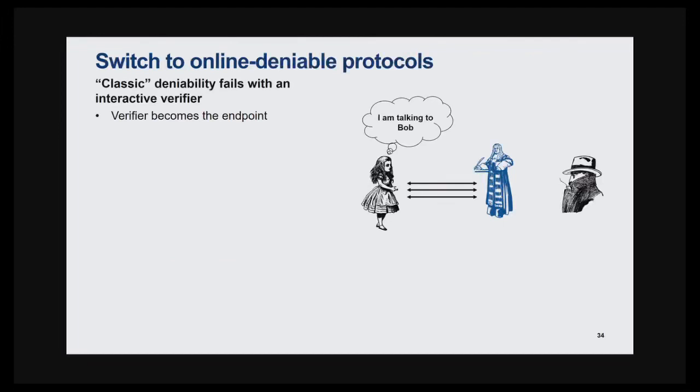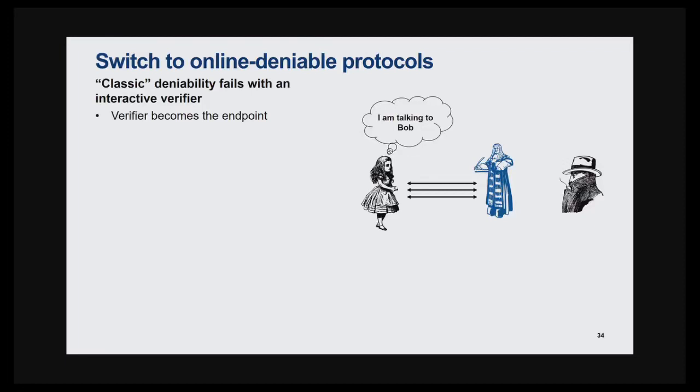So first I want to talk about online deniable protocols. The deniability, as I spoke about before, fails when you have a verifier that's interactive. So what we said before is that Alice sends Bob a message and then Bob can't prove anything after the fact. But what if this verifier, Valerie, is now talking to Bob at the same time? So the verifier is now actually involved in the messaging protocol itself. So we can imagine instead Bob lets the verifier take his place. So now instead of talking to Bob, Alice talks to Valerie.